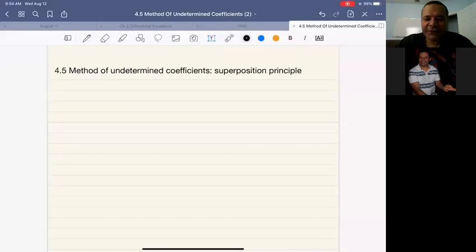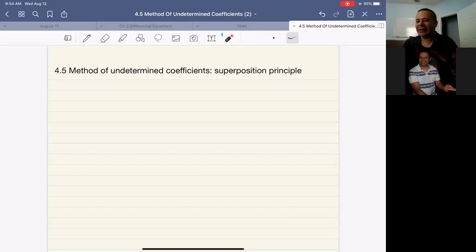All right, so 4.5 is actually comparatively a pretty simple section. There isn't much new to it, okay? All it is is this idea of the superposition principle. Basically, that means that if we have more than one forcing function, more than one non-homogeneous part, we can take two particular solutions and add them together to get a new particular solution. Okay, so let's just illustrate that with an example.